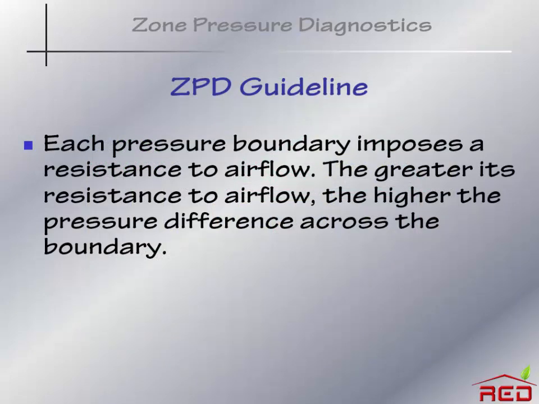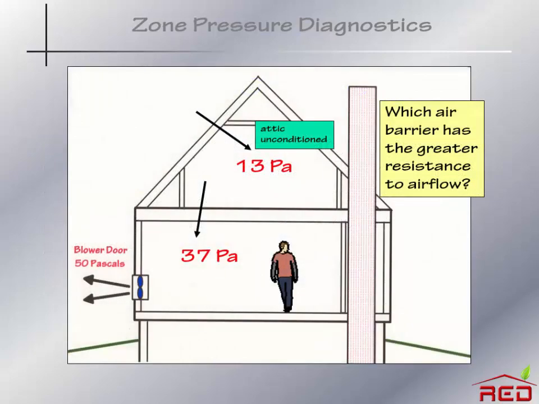This is a simple and general ZPD guideline or rule, and that is that each pressure boundary imposes a resistance to airflow. The greater the resistance to airflow, the higher the pressure difference across the boundary. Or we can state that inversely, the higher the pressure difference across a pressure boundary, the greater its resistance to airflow. So which of these two pressure boundaries is the tighter of the two? Which imposes the greatest resistance to airflow?